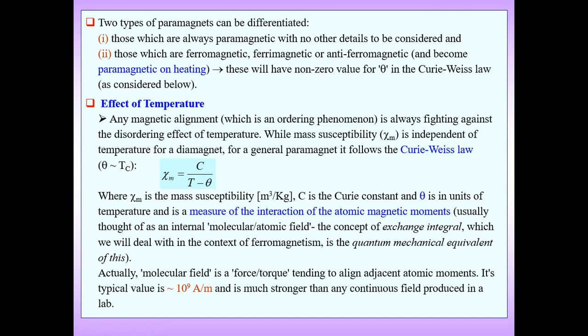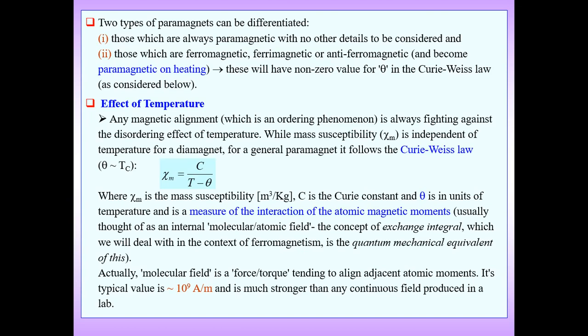We are discussing above. Now, any magnetic alignment is always fighting against the disordering effect. The second thing is the effect of temperature. The paramagnetic materials are aluminum, sodium, calcium, oxygen at STP, where STP means standard temperature and pressure, and copper chloride.